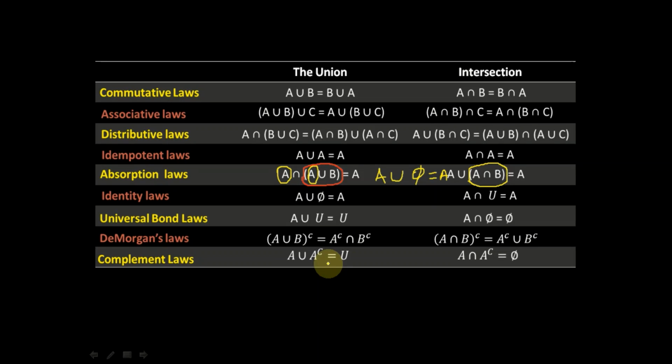It's empty because now set A cannot intersect something that is not A. Okay, there's no way they can intersect each other. Now let's talk about the complements of the universal and the empty set. Okay, now we have the complement of the universal is equal to the empty set.